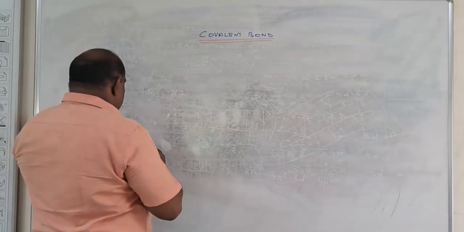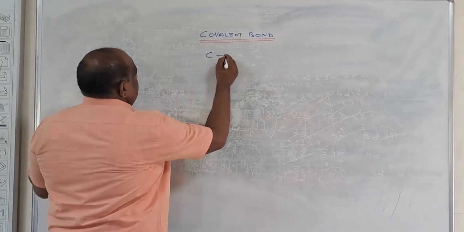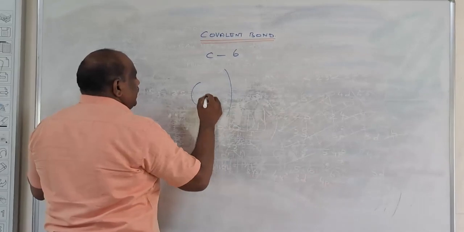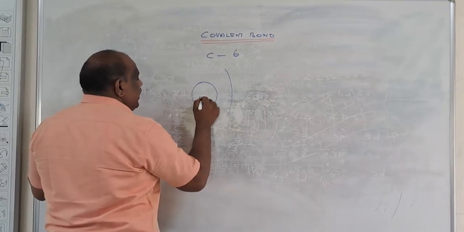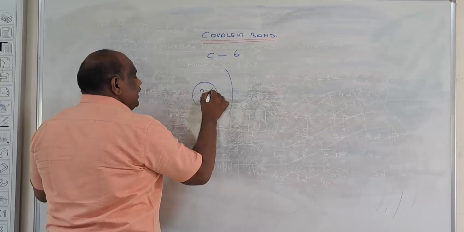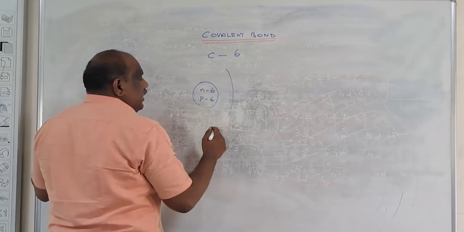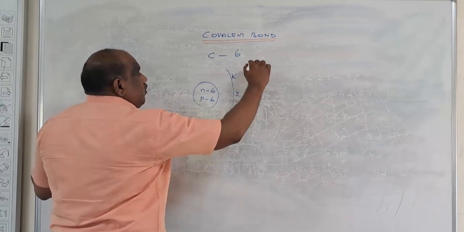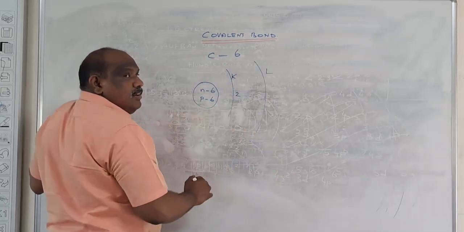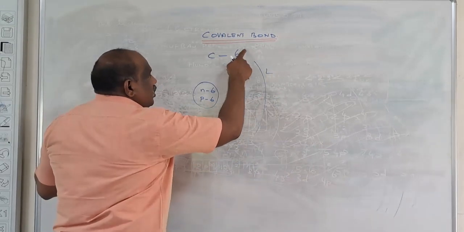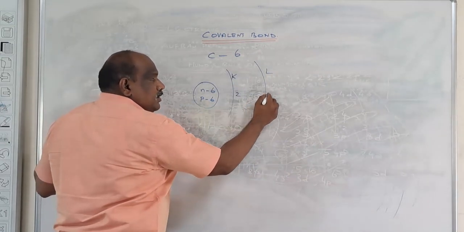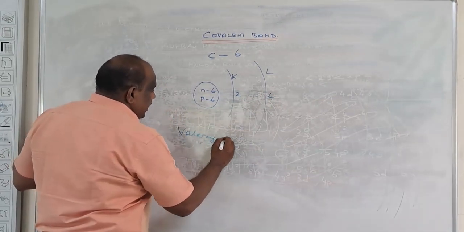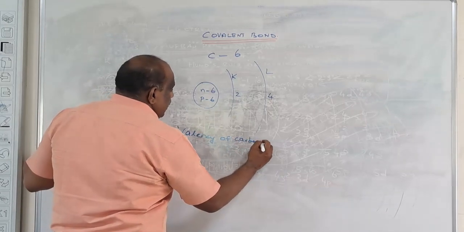What is the atomic number of carbon? 6. Very good. So how many protons will be there? 6. How many neutrons? 6. In the first shell, how many electrons will be there? 2. K will be 2. What about the L shell, the second major energy level? The total is 6, so the remaining is 4. So what is the valency of carbon now? Valency of carbon is 4.